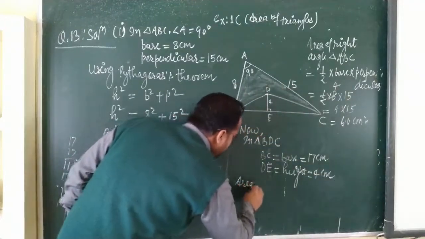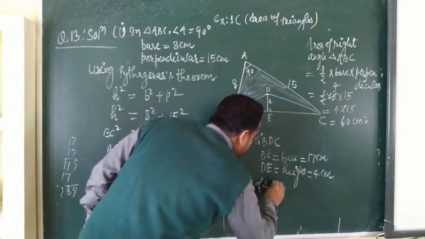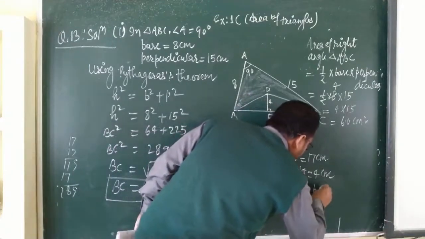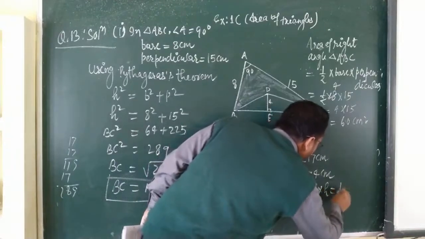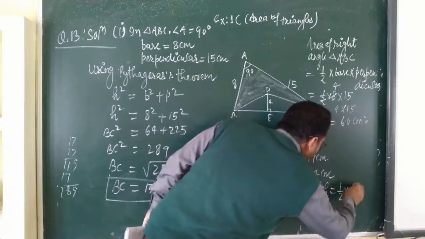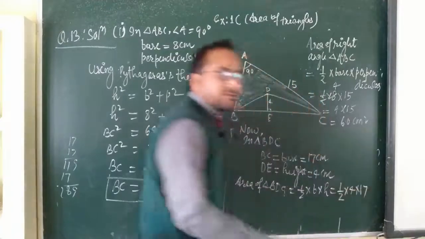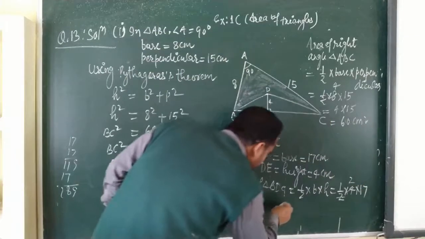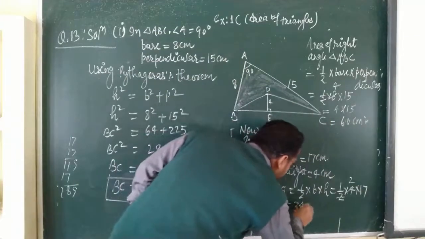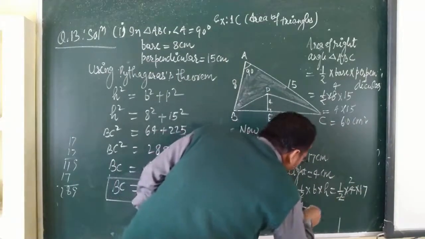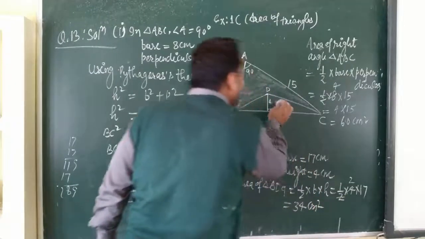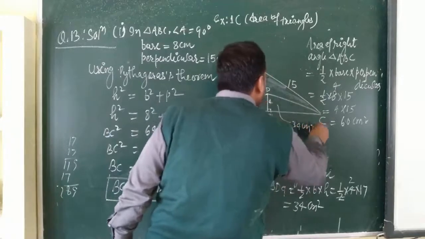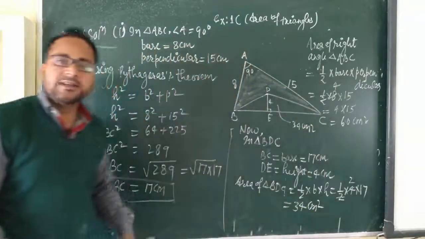So area of triangle BDC is equal to 1 by 2 base multiply by height. 1 by 2, 4 multiply by 17. Base is 17, height is 4. So cancel out this 4 by 2. So in this case, you will get this 34, 17 twos are 34 centimeter square is the area of this region. Area of this region, you will get this 34 centimeter square, and total area is 60 centimeter square.